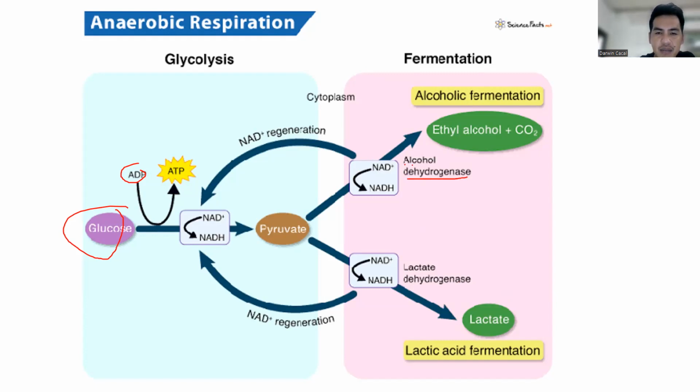So kapag may sinabi tayong alcohol dehydrogenase, it means nag-release siya ng hydrogen to produce. So the NAD+ will release hydrogen to produce NADH. Okay? Ganon din dito, lactate dehydrogenase. So the alcohol dehydrogenase is an enzyme and the lactate dehydrogenase is an enzyme producing lactate. And then the alcohol dehydrogenase enzyme produces alcohol fermentation through the process of this enzyme.